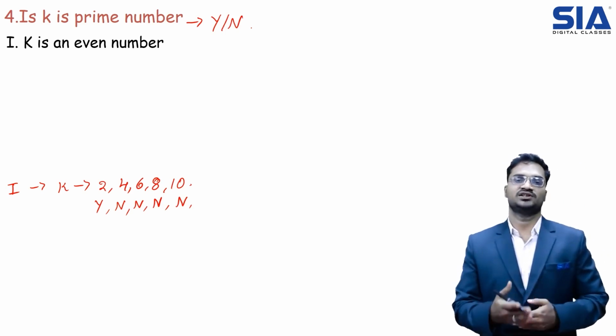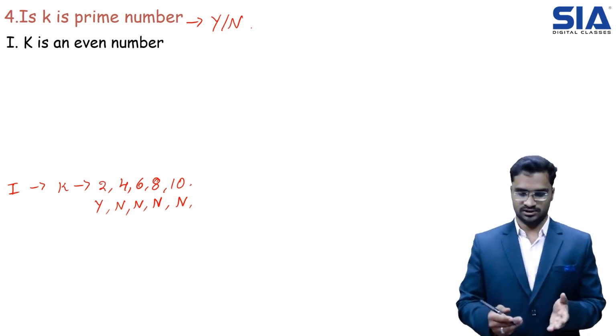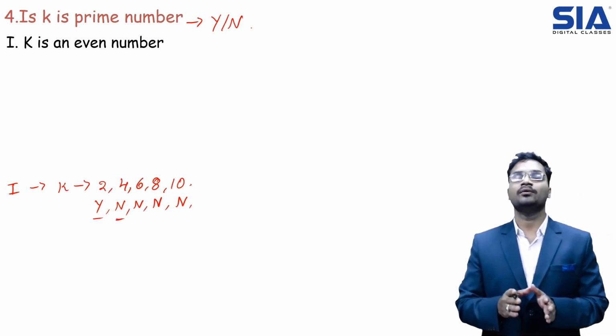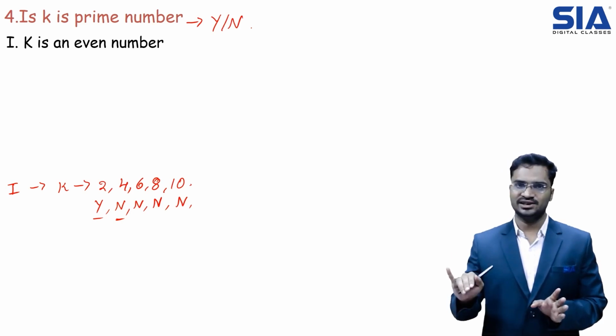So whenever we are checking this, we are getting multiple answers. First of all, I am getting yes and then no. But what I have said is we have to achieve only one answer, either yes or no.